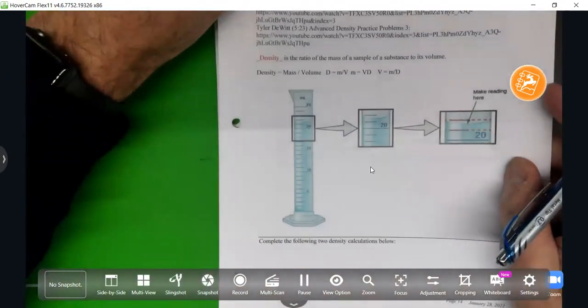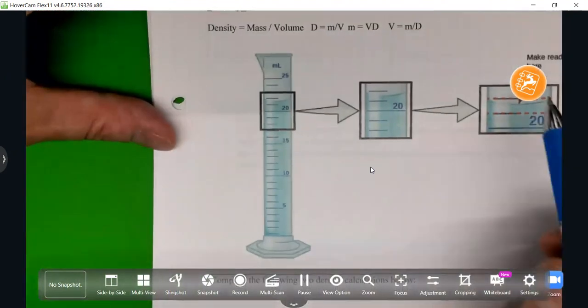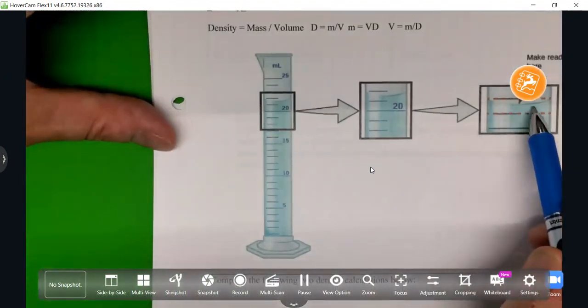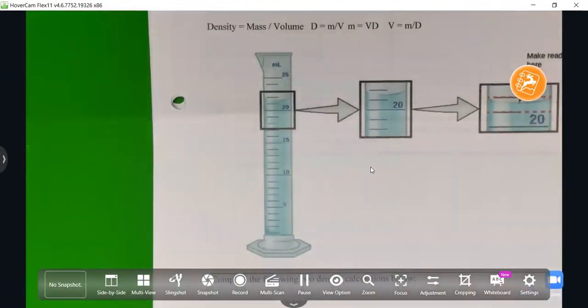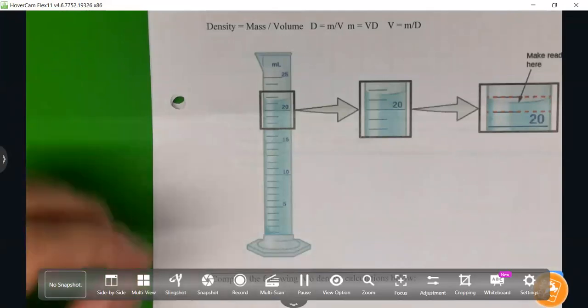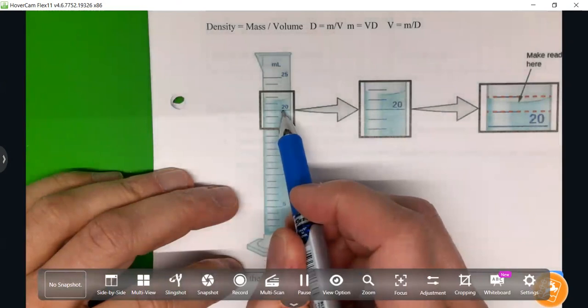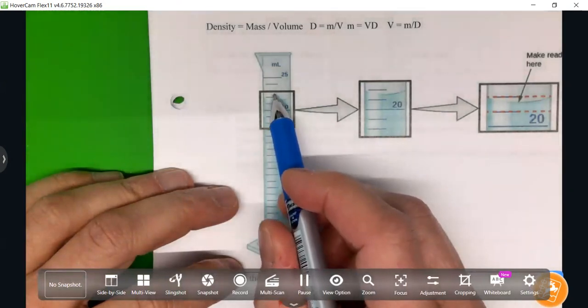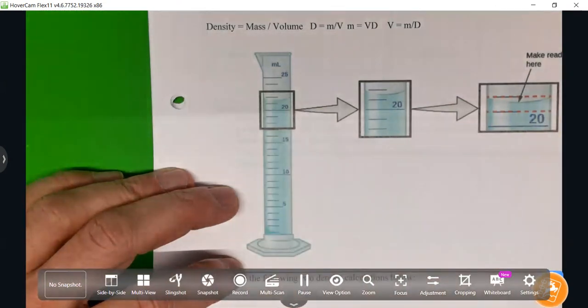First off, when you're reading a graduated cylinder, you're going to read it at the bottom of this meniscus line, right? At the very bottom, you're going to estimate the last digit. So if we read this off, what do we got here? We've got 20, 21, 22, 23, 24, 25. We're between 21 and 22, right?